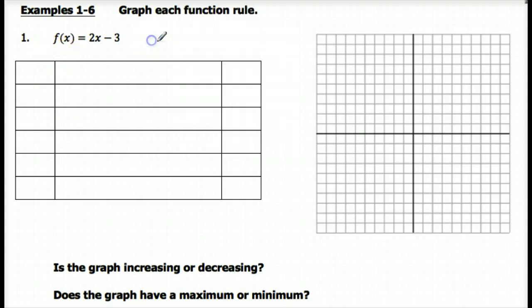Okay, so for number 1, we have the function f of x equals 2x minus 3. So I'm going to set up my table of values here. And again, I'm going to use the standard -2, -1, 0, 1, and 2 for my x values, unless I have a fraction for each of these, that's what I'm going to go off of. And then I'm going to pull out my graphing calculator.